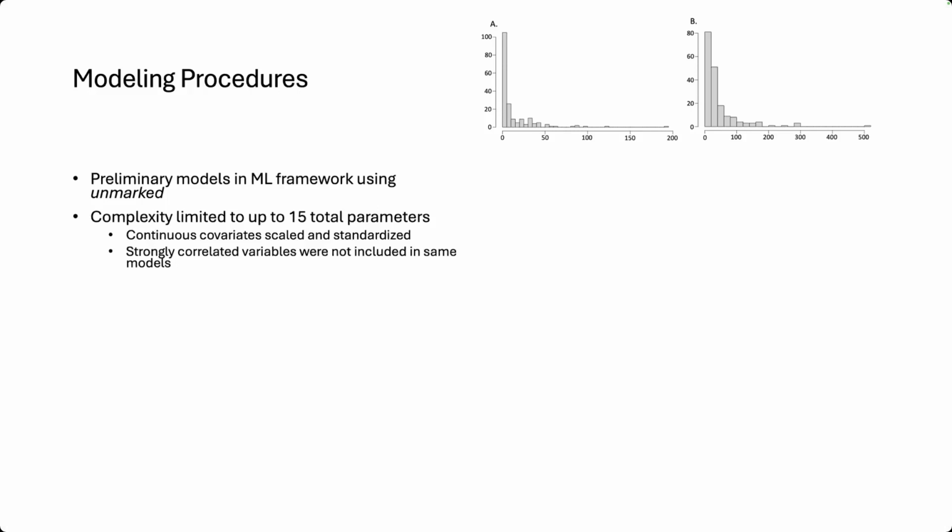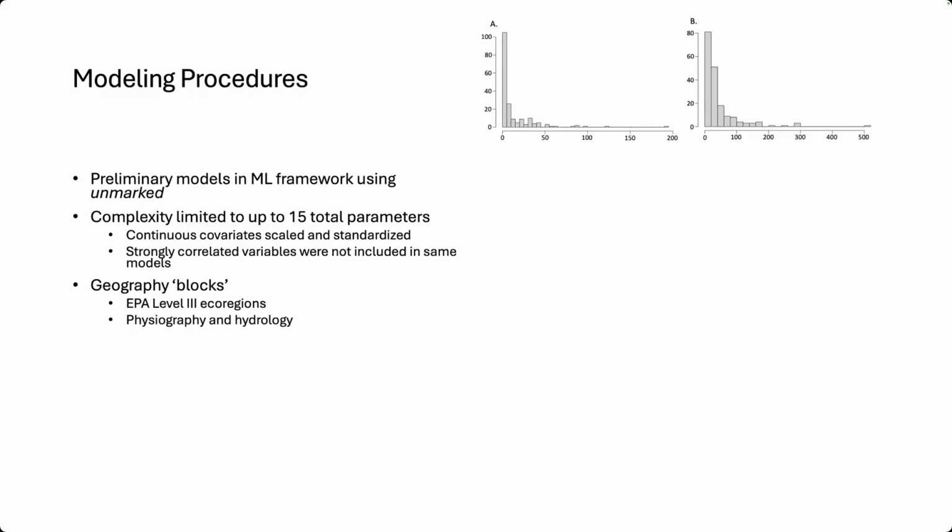And so we limited complexity to about 15 total parameters, which seems like a lot, but you have to remember that for a lot of our continuous variables, we looked at, for example, quadratic or cubic functions in addition to linear functions, which all cost parameters. We standardized continuous covariates and scaled them. We did not include strongly correlated variables in the same models. So we had those major constraints on modeling. We also designated, to account for spatial structuring in our data, 2 different geography blocks.